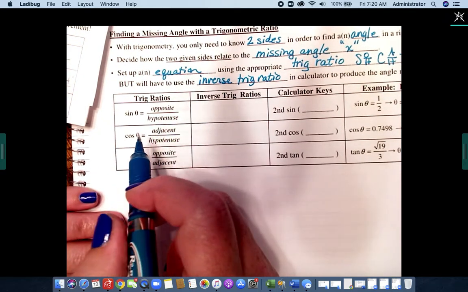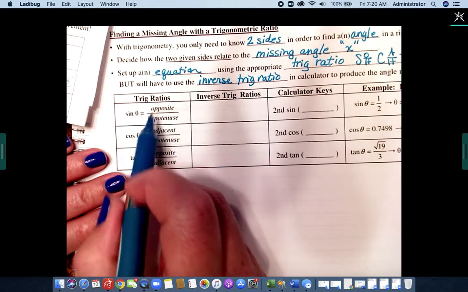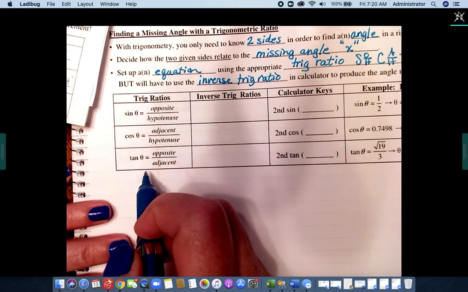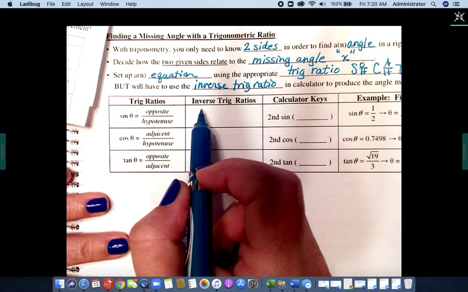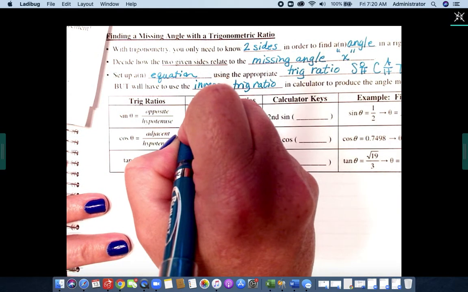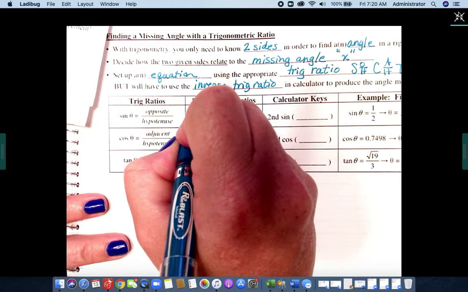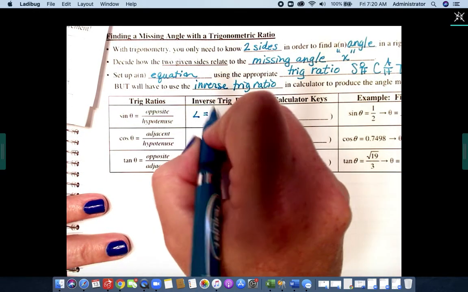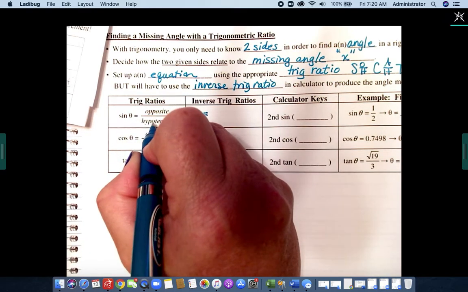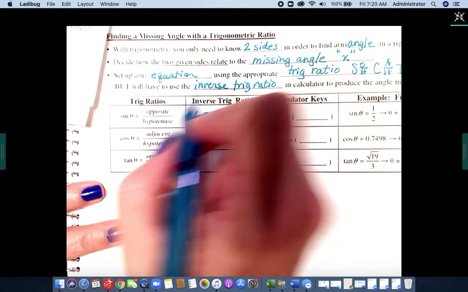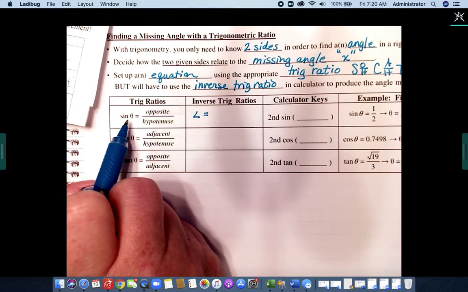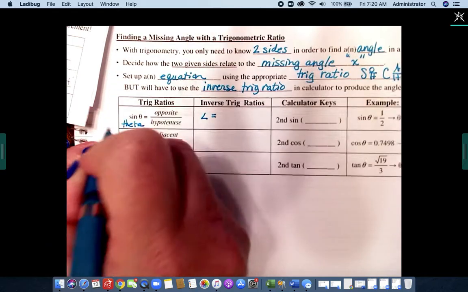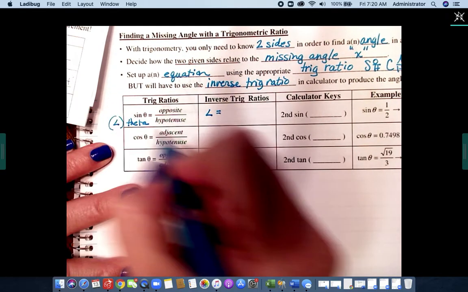So things we should already know. We already know that sine is opposite over hypotenuse, cosine is adjacent over hypotenuse, and tangent is opposite over adjacent. So what does it mean to find the inverse? It means to find the angle will be equal to, for sine, if we are given the opposite and hypotenuse of the angle, and notice here they have sine of this symbol called theta. And theta is just a Greek letter to represent the angle, okay?